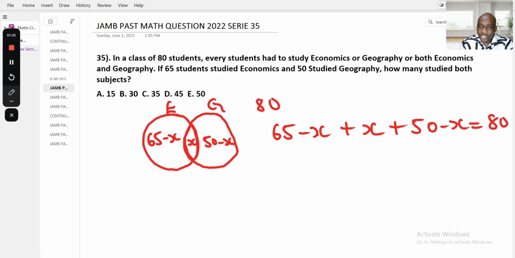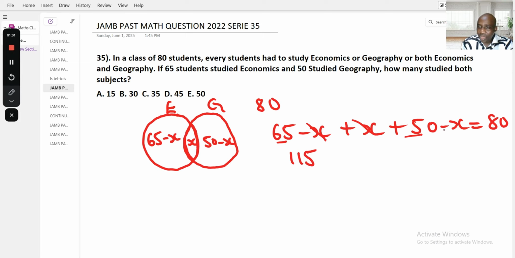Now, what you are going to do is to cut this one out. This one we have minus X plus X, so we cancel this. This one we cancel this. We have only minus 1 minus X left now. What do we have here? We have 65 plus 50. 65 plus 50 is going to give us 115.